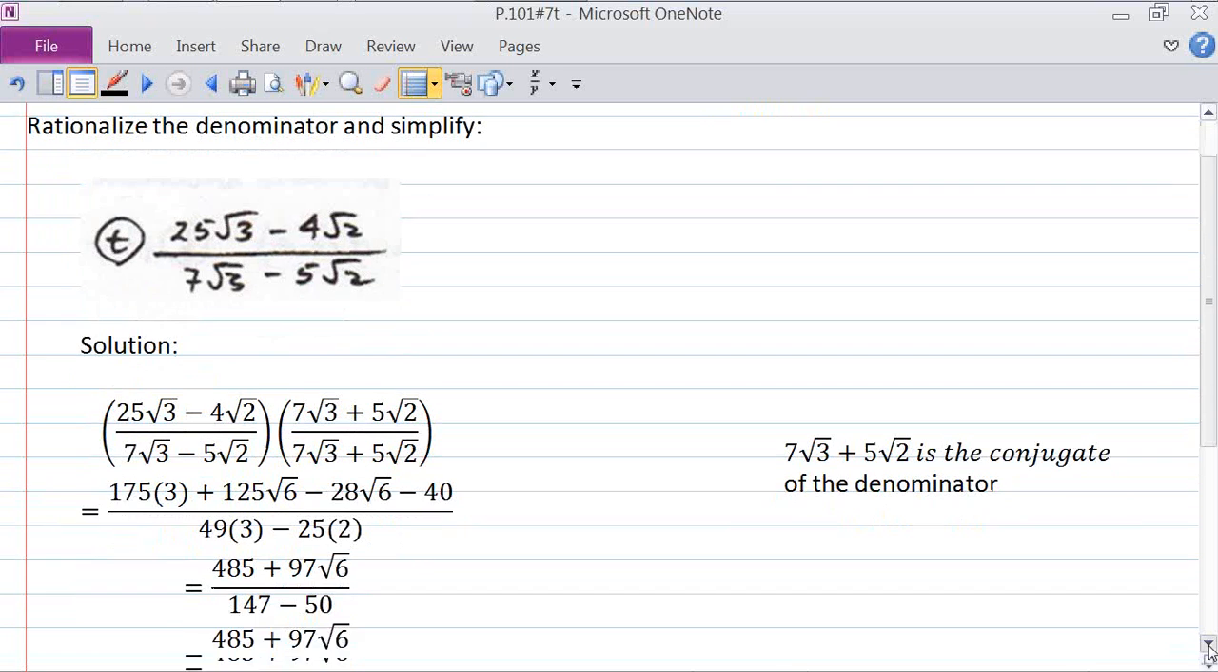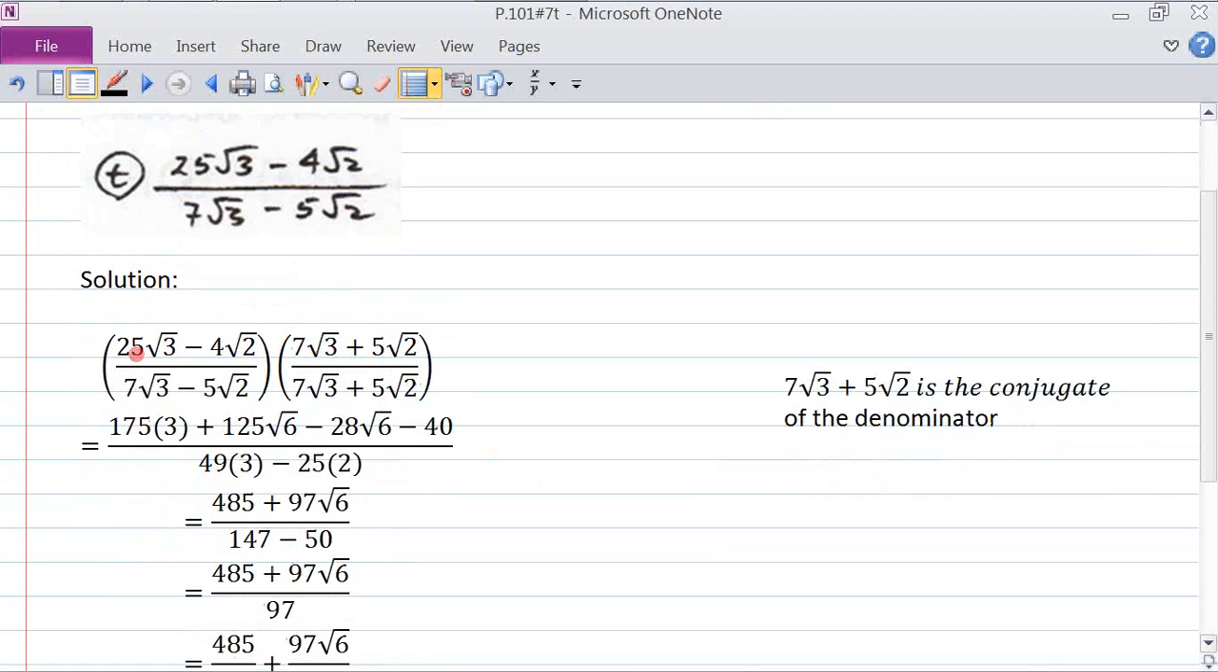So now what I do is I take the first times the first, the 25 times the 7 gives me 175. The square root of 3 times the square root of 3 gives me 3. And now when I multiply 5, the outer term here, 5 times 25, I get 125. And the square root of 3 times the square root of 2 is the square root of 6. The inner one is minus 4 times 7, which is 28, and root 2 times root 3 is root 6, so I'm minus 28 root 6.